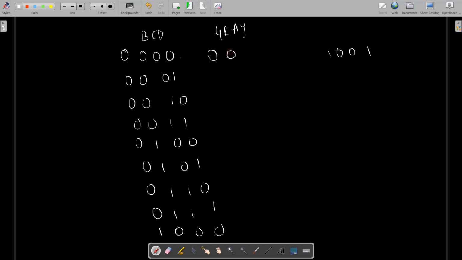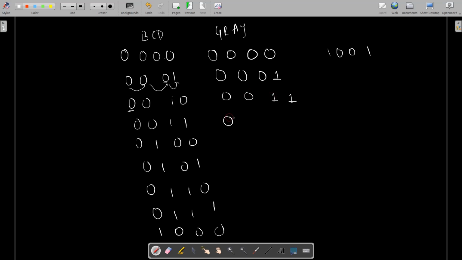So the result is 0. Again XOR between these two is 0. XOR between these two is 0. 0 XOR 0 is 0. 0 XOR 0 is 0. 0 XOR 1 is 1, the rest are all 0. First the MSB as it is, then XOR between these two, these two, and these two. Similarly for this case, MSB as it is, XOR between 0 and 0 is 0, XOR between 0 and 1 is 1, XOR between 1 and 0 is 1.